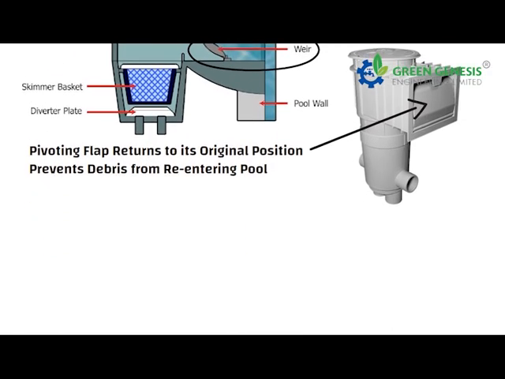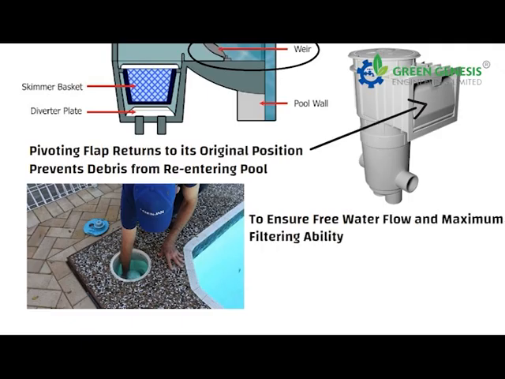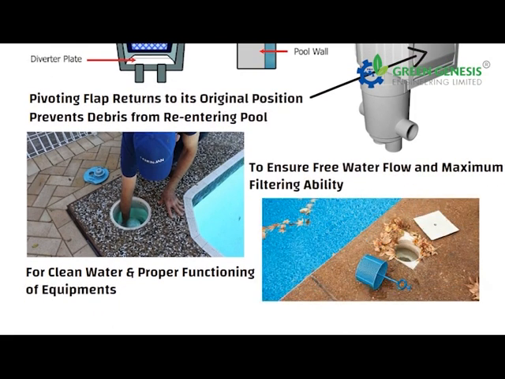At this point, the skimmer basket contains the debris from the pool surface and should be emptied routinely to ensure free water flow and maximum filtering ability. For clean water and proper functioning of equipment, the skimmer basket needs to be cleaned at least once a week.